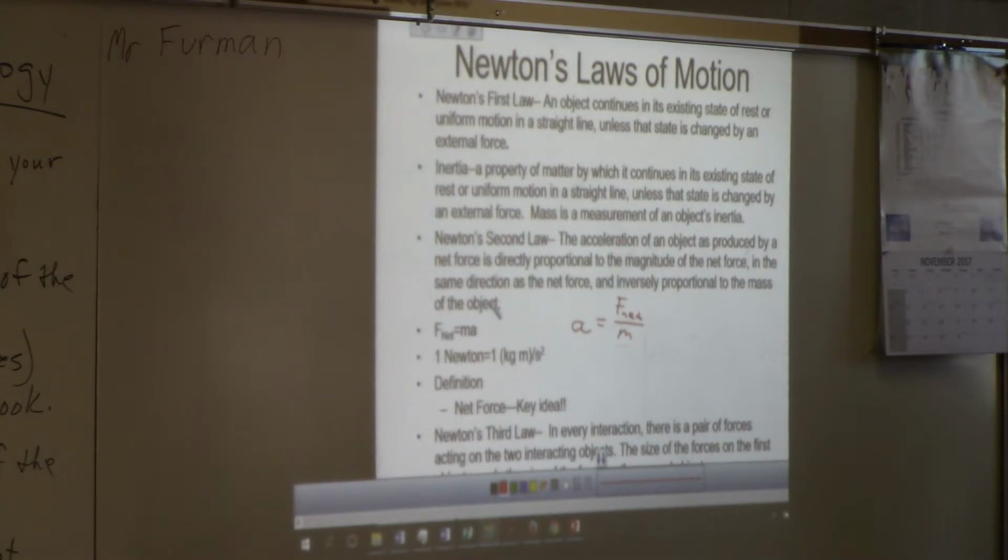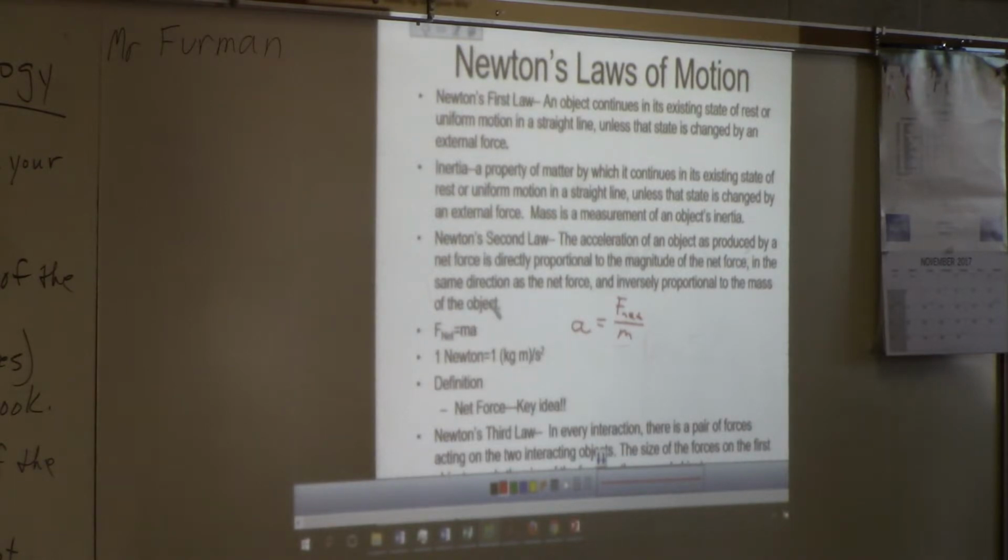So net force, key idea: free body diagrams. Hopefully that's been drilled and drilled and drilled. Free body diagrams are your friend. I can't tell you how many students have come to me saying, "Mr. Furman, I'm struggling with this problem. I'm not sure how to set it up. I'm not sure what to do." And I'll say, where's your free body diagram? They go, well, I didn't draw one. I'll say, go back and redo it. And usually they'll draw the free body diagram and they'll see what their mistake was or why they were struggling.